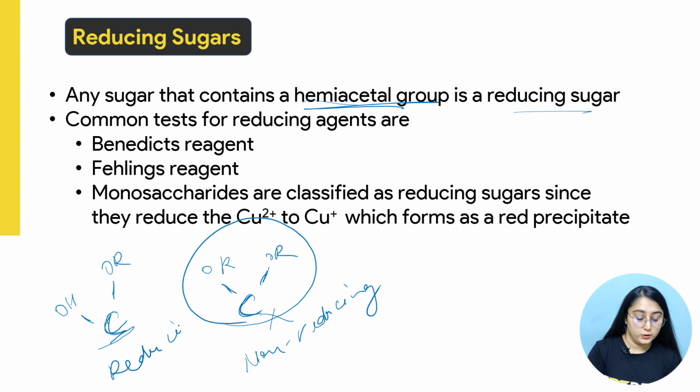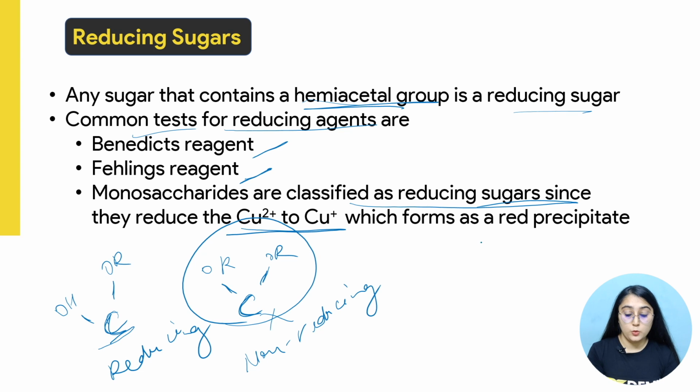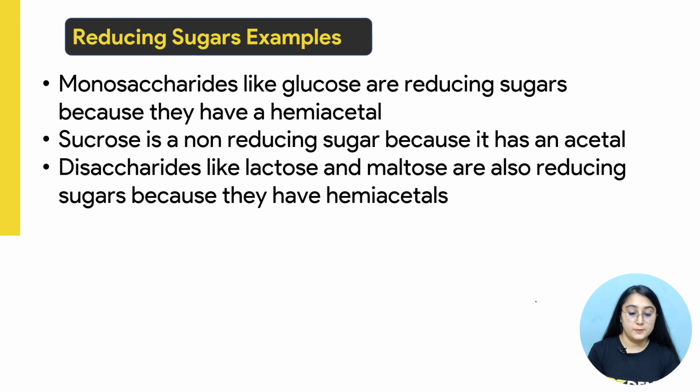For reducing sugars, the common tests which are used are Benedict's reagent or Fehling's reagent, and the monosaccharides are classified as reducing sugars because they reduce Cu2+ to Cu+, which forms a red precipitate. Now, if we talk about reducing sugar examples, it will definitely include the monosaccharides such as glucose because they have a hemiacetal group.